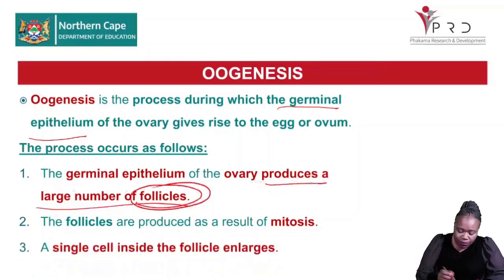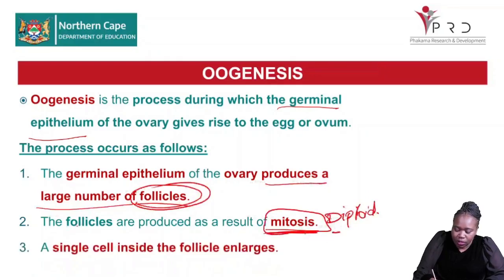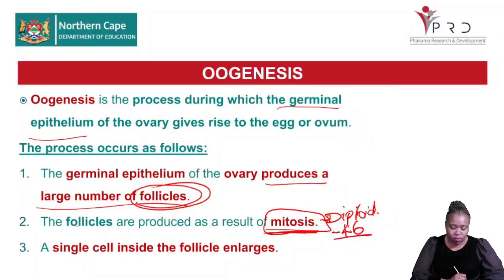Right. Now, these follicles are actually produced by mitosis. What does this tell us about these follicles? These follicles are going to be diploid, meaning that they are going to contain 46 chromosomes, right? So we have many follicles. These follicles are produced by mitosis. The follicles are diploid, right?